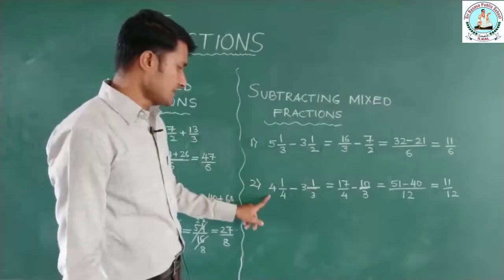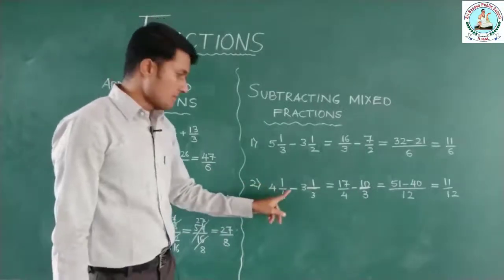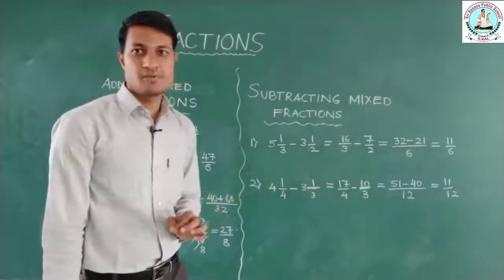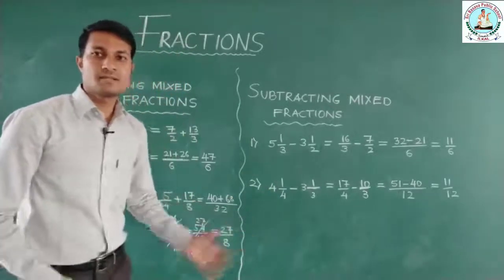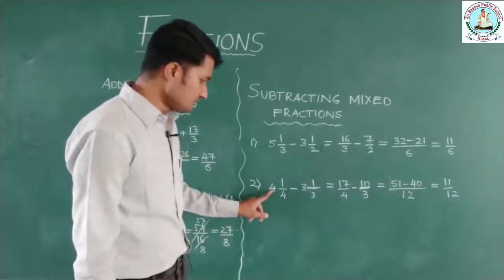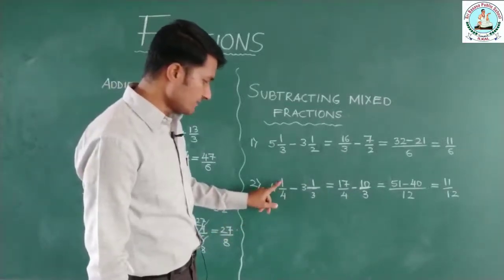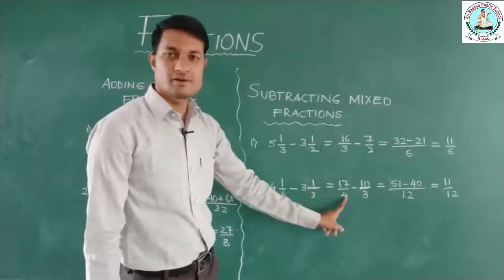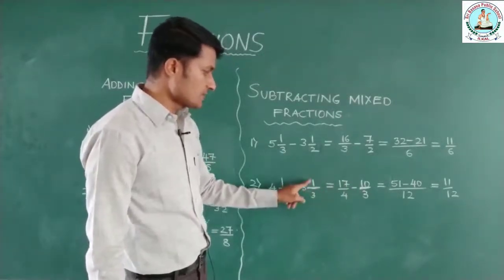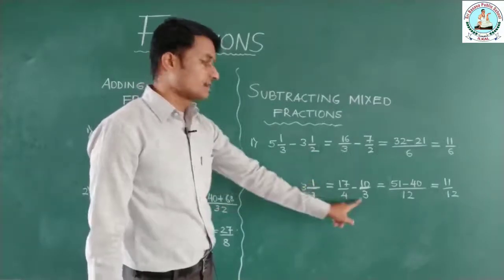Let's go for the second example. It is 4 1/4 minus 3 1/3. So what do we do? First we convert both mixed fractions to their improper fractions. 4 4s are 16, 16 plus 1 is 17, so 17 divided by 4. See here, 17 divided by 4, minus as it is. 3 3s are 9, 9 plus 1 is 10, so 10 divided by 3.